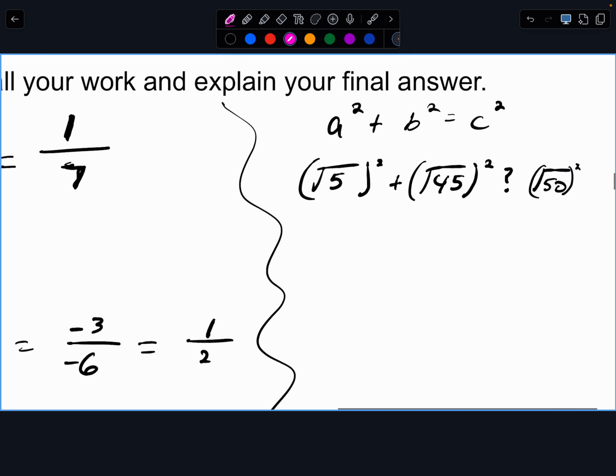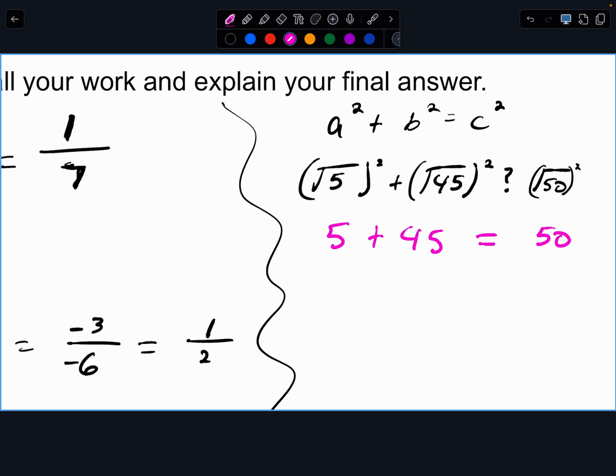All right? So this is 5 plus, what's root 45 squared? 45. What is root 50 squared? 50. Is that a true statement? Yes. So now I'm going to write equals. Okay? And because that works, based on what Max M told us, would this be a right triangle? Yes. What happens if this doesn't match? It's not a right triangle.